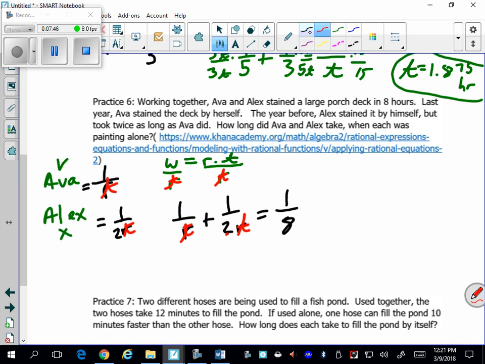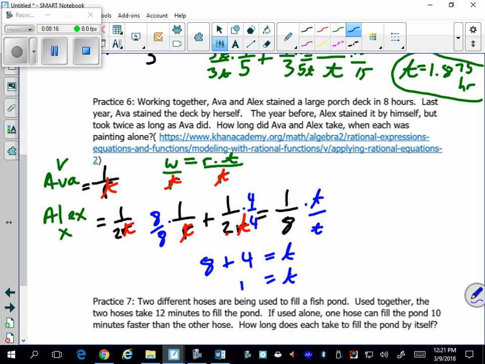So looking at T, 2T, and 8, the denominators, we need to figure out what the least common denominator is: 8T. So multiply the first by 8, the second by 4, and the last by T. So we have like denominators. So we have 8 plus 4 equals T. So T equals 12. So that's the time.